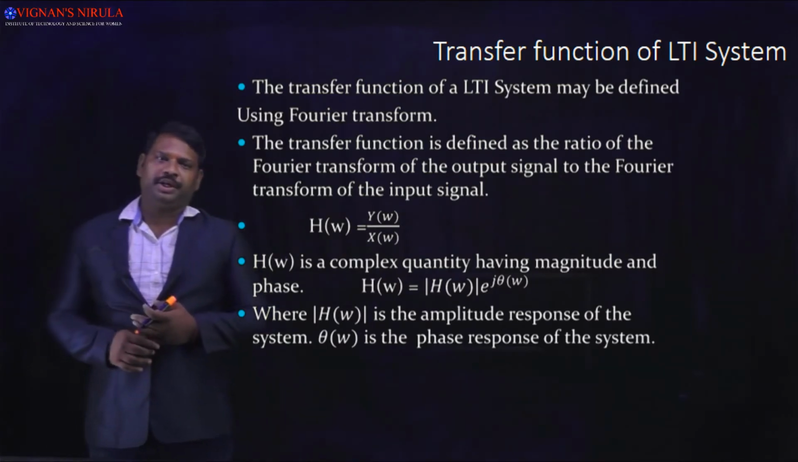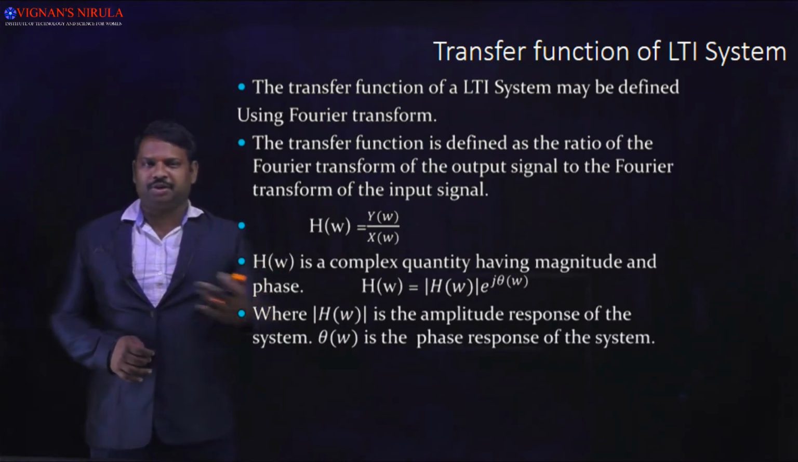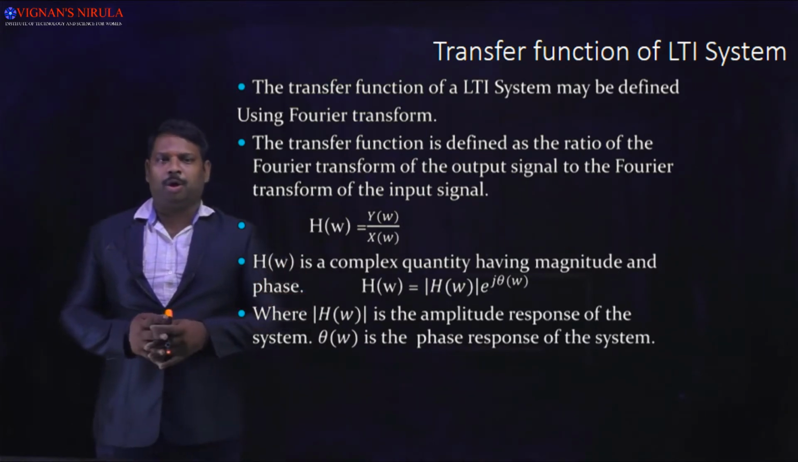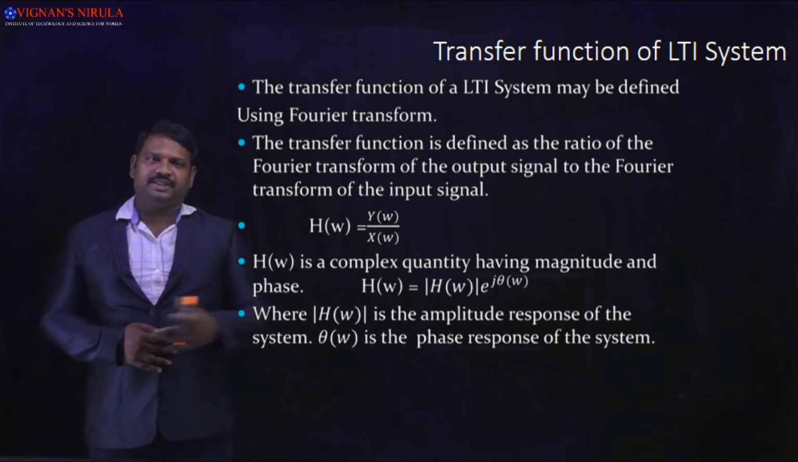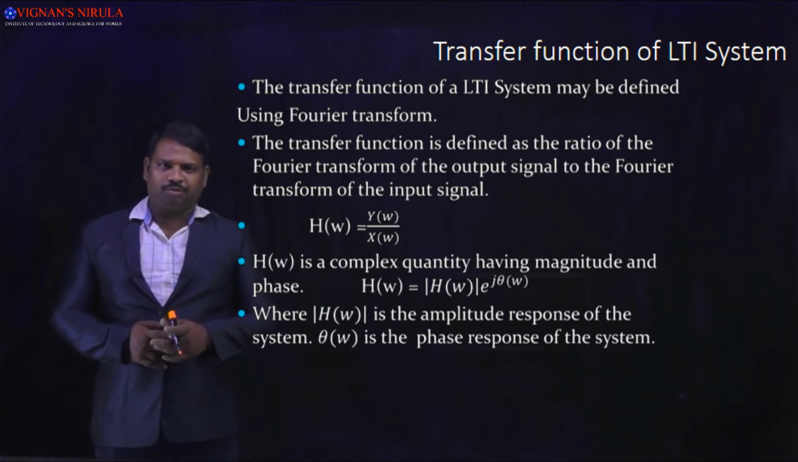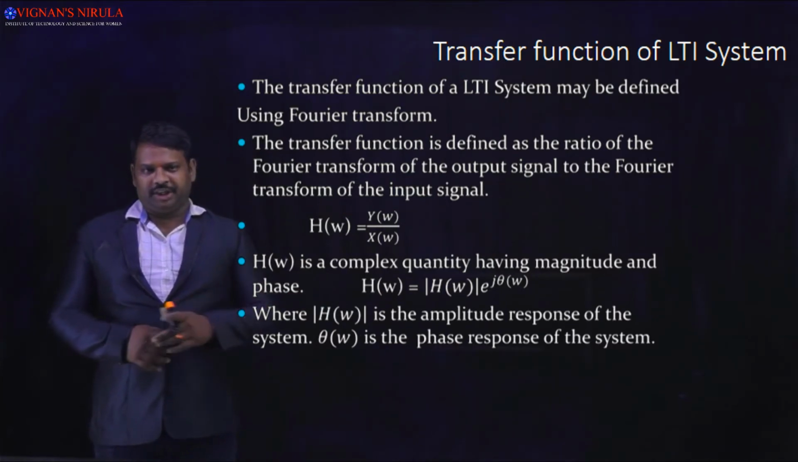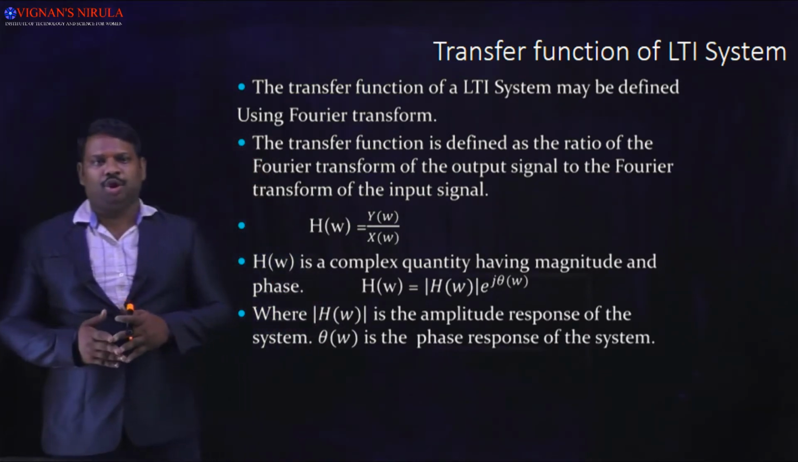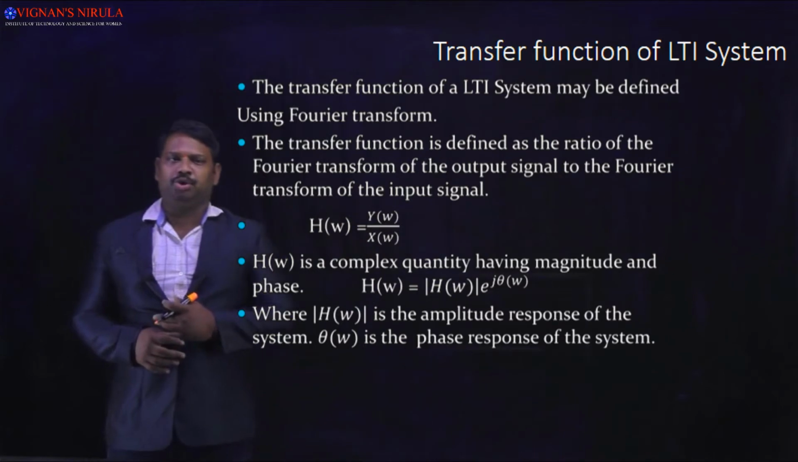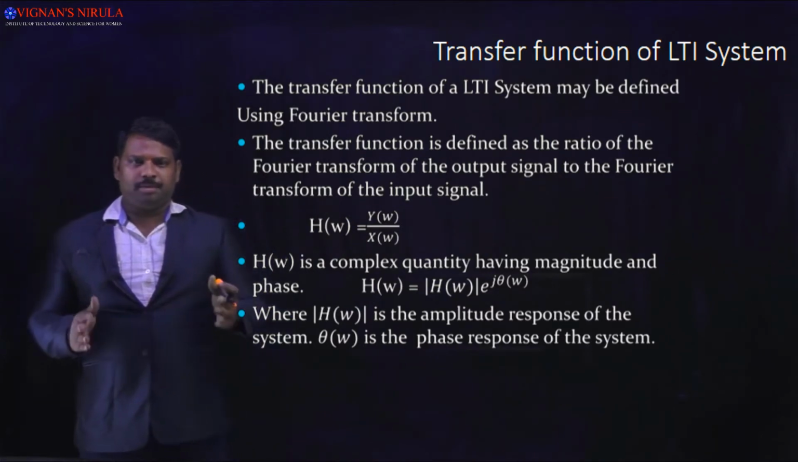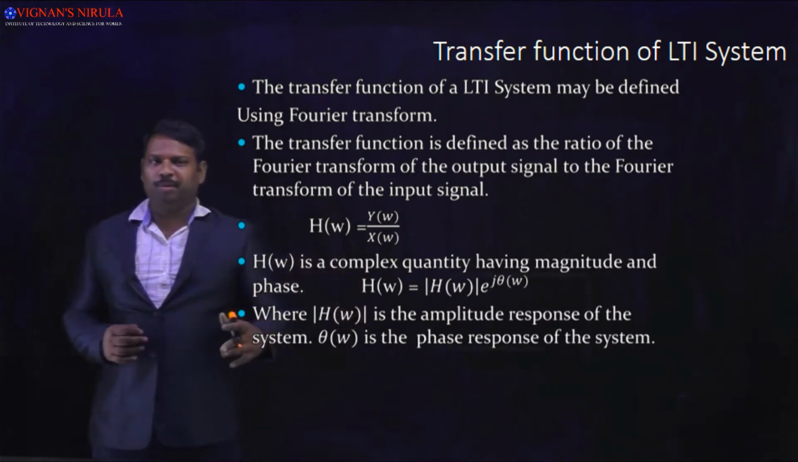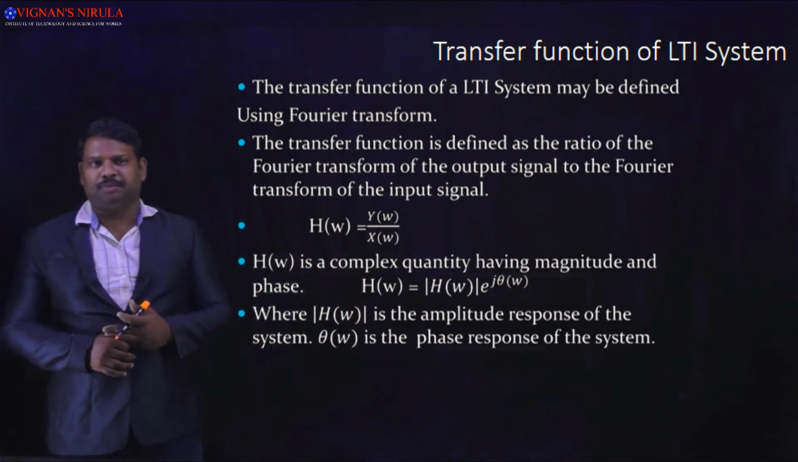And this H of omega is a complex quantity having a magnitude and a phase, which can be written as the magnitude, mod of H of omega, and the phase as e power j theta of omega. Hence H of omega will be written as mod of H of omega into e power j theta of omega, where mod of H of omega is the magnitude response of the system and theta of omega is the phase response of the system, right?